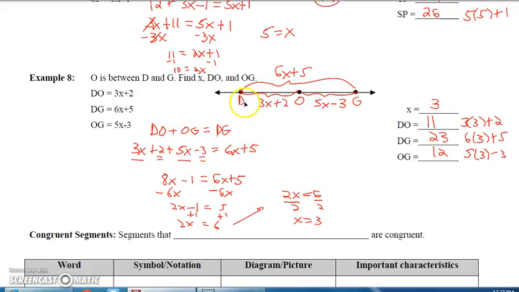O is between D and G. So D and G are on the endpoints. O is in there somewhere, not necessarily in the middle, but somewhere in between. Label. DO is 3x plus 2. OG is 5x minus 3. Whole thing DG, 6x plus 5.